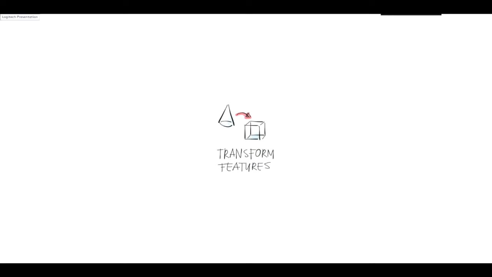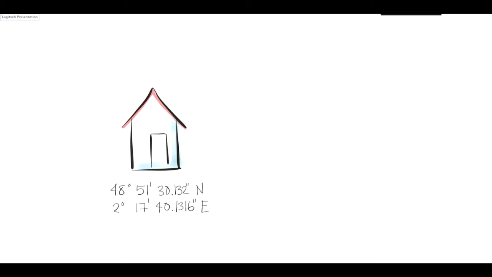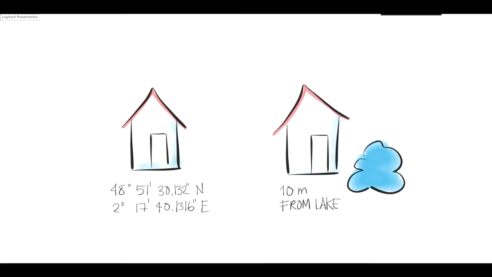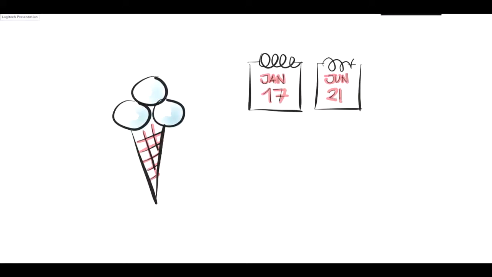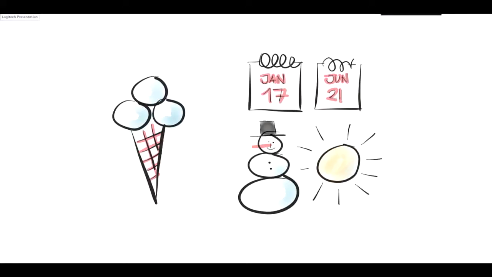But if we get here, we might want to transform features. So transforming features means that we take that GPS coordinate and turn it into distance from water, something that the machine learning algorithm can actually use. Or if you're doing ice cream sales, instead of having a date that you're looking at, you might just want to turn it into summer or winter, because that's going to be super relevant for your algorithm.